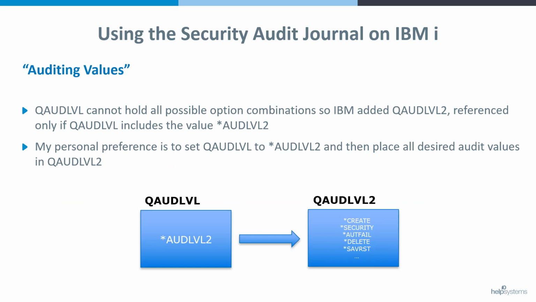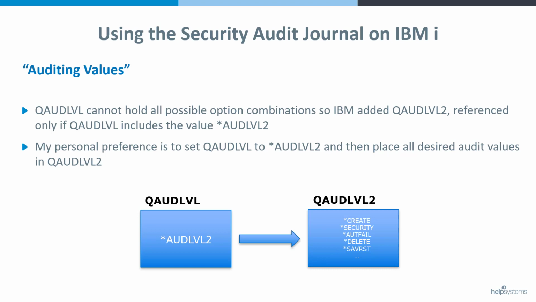The auditing values continued, as I said, is going to introduce QAUDLVL2 as well. And this was born simply because the original QAUDLVL could no longer hold all of the possible combinations. The important thing to understand with QAUDLVL2 is that it is looked at or referenced only if the primary, the QAUDLVL, includes the value telling it to do so, which is indicated by the *AUDLVL2.